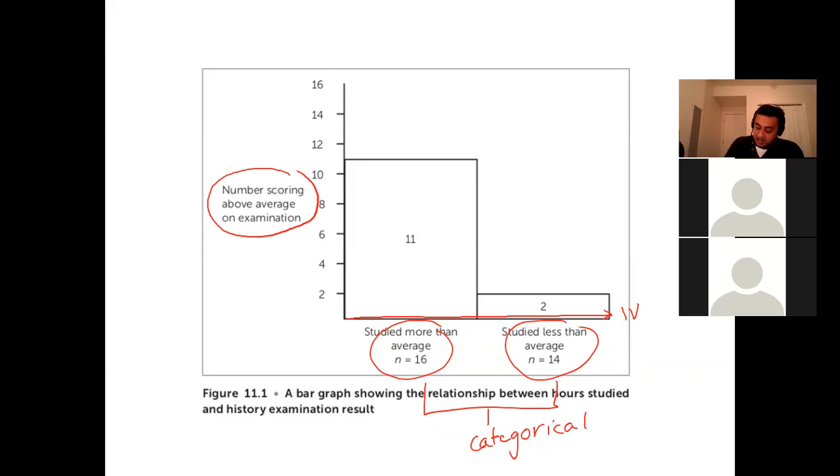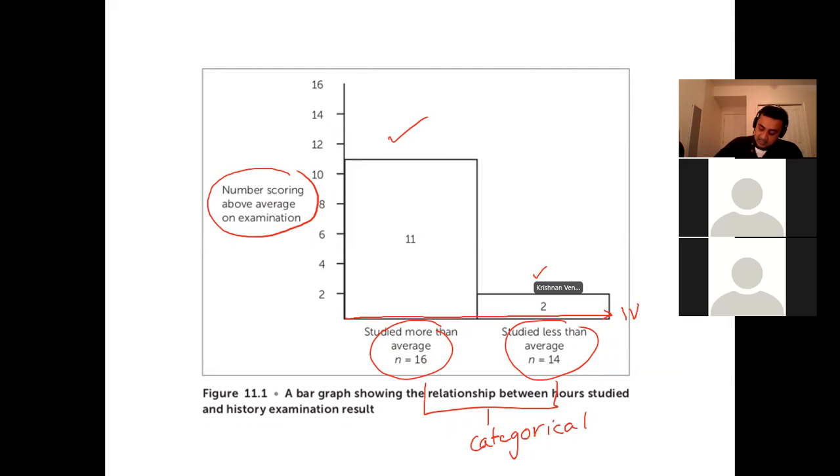So when you look at this graph, you have a total of 16 students who studied above average. Of that, 11 scored above average. 11 got a high mark. So these guys did good. And you have 2 students who studied less than average, and they are represented by this bar.